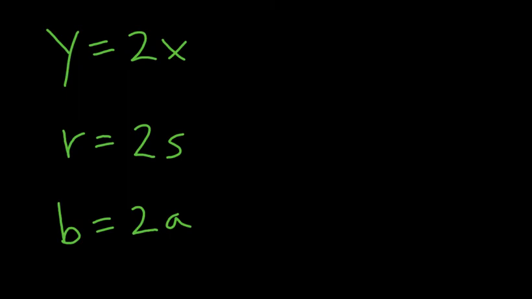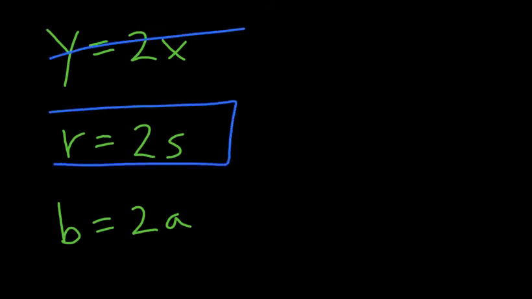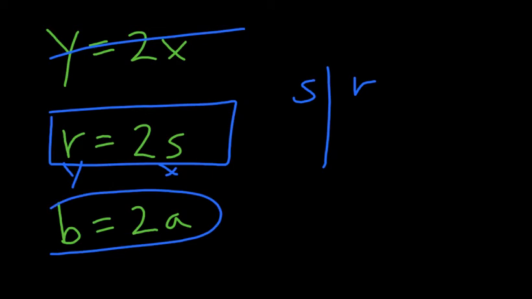So if you did not have this first equation and you just had this, you would say, oh, this is Y, this is X. So that way you know how to do your table. So your table would have an S and an R instead of an X and a Y. And on this one, your table would have an A and a B. But it still means the same thing, just different variables.